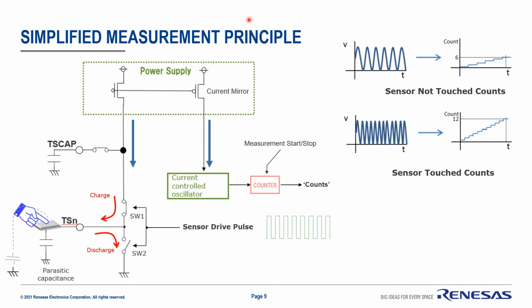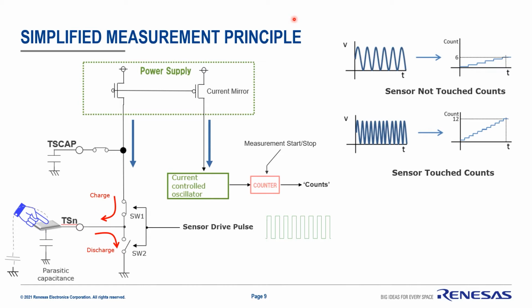The pulse output of this oscillator is counted during a fixed time, which produces a numerical result defined as the counter, as you can see in these graphics. Finally, when a touch occurs, more current is required to charge the sensor due to the added capacitance of the finger.